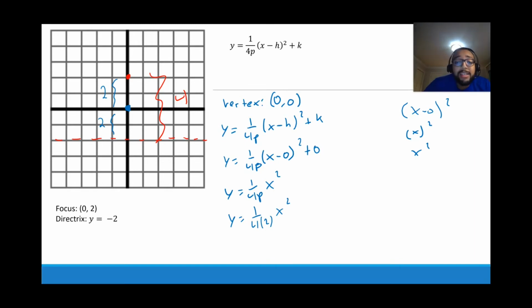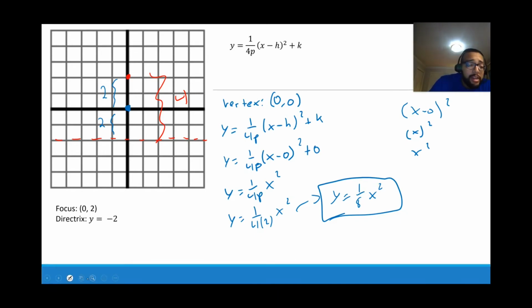So this is nice. 1 over 4 times 2, well, that's just 8. We'll actually have a fraction as our final answer, which is fine. It's still a number. Y equals 1 over 8x squared. Now, if you have a graphing calculator, you can try to graph this, and I'm going to pick a different color. Let's do this green. So this is what it's going to look like.